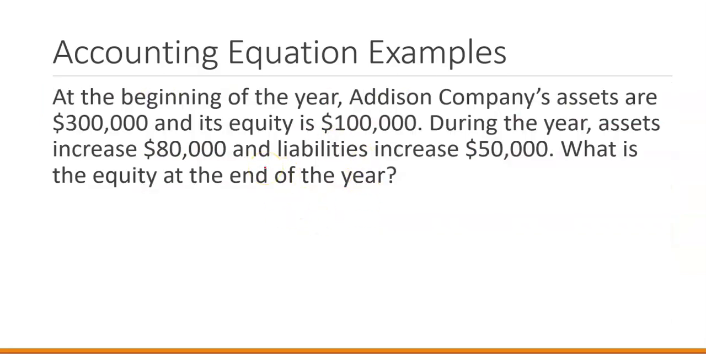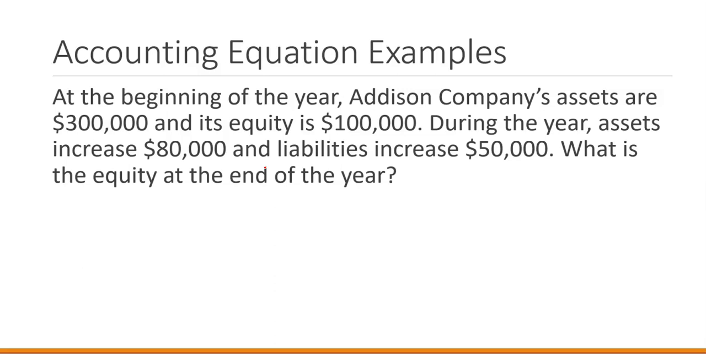Okay, another accounting equation example. We have this information at the beginning of the year. Company assets are $300,000 and its equity is 100,000. So remember our accounting equation. If assets are 300,000, it has to equal equity plus liability. If equity is 100,000, that means liabilities is 200,000.